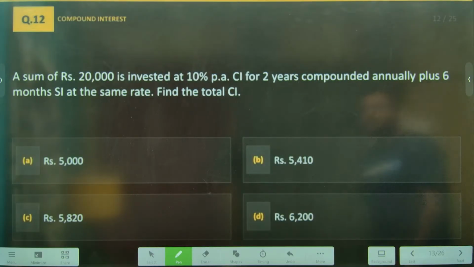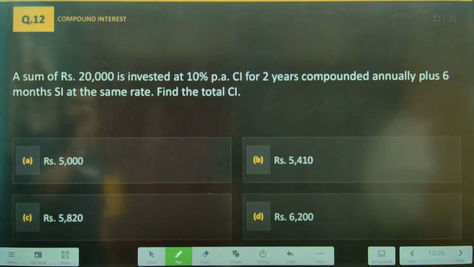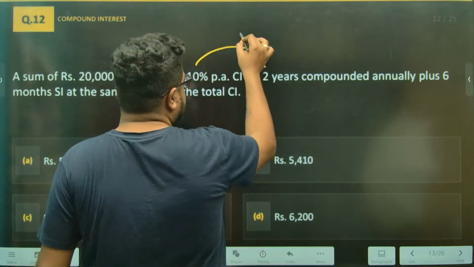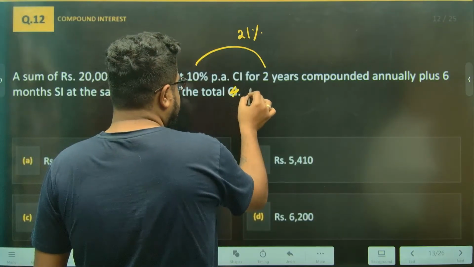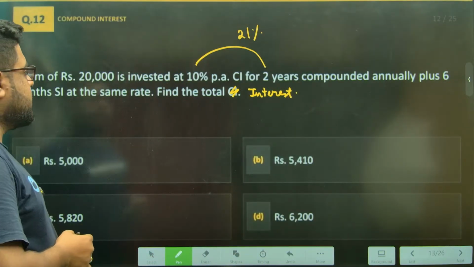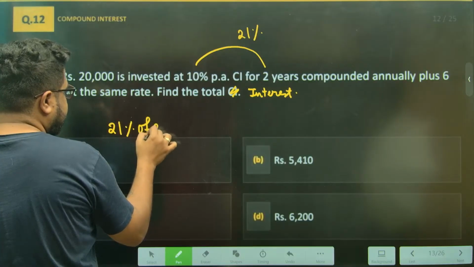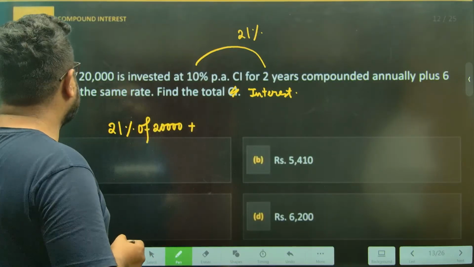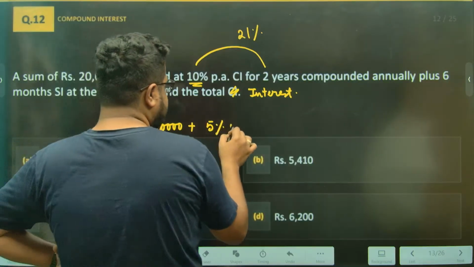Sum of this much invested at 10% CI for 2 years, compounded annually, plus 6 months SI at the same rate. Find the total CI. 20,000 invested at 10%, 2 years, meaning 21%. I guess total interest they will ask, right? Chalo. So 10%, 21% of 20,000. But is this plus 6 months SI? I am not convinced. That means 5%. 6 months SI will be 5% extra.